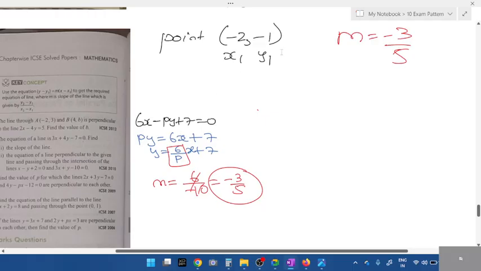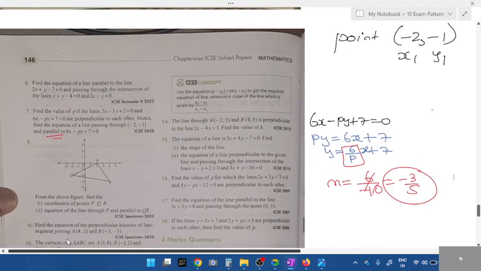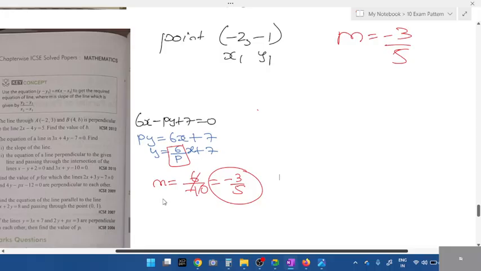By mistake, don't take p value as m here. It is not p value. Read the question once again. Take this equation and solve it. If you're getting confused, take it and solve. Just ignore whether it is given in first one or second one. Solve this equation. M is equal to minus 5 by 3.